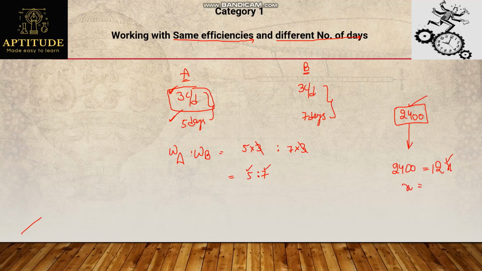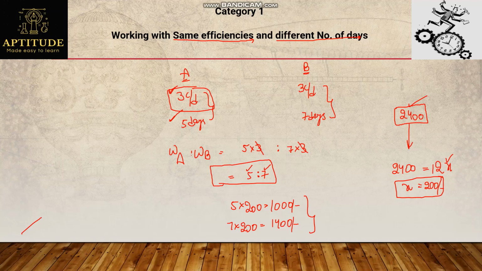So I'll get the x value as 200, which means each part of the salary will be 200 rupees, and A will be getting 5 parts, which means 5 into 200, 1000. A gets 1000 rupees. Obviously the remaining salary is 1400 rupees, or else I can also do 7 into 200, 1400 rupees. A gets 1000 rupees and B gets 1400 rupees. This is a very simple calculation. The main thing lies in finding out the ratio.